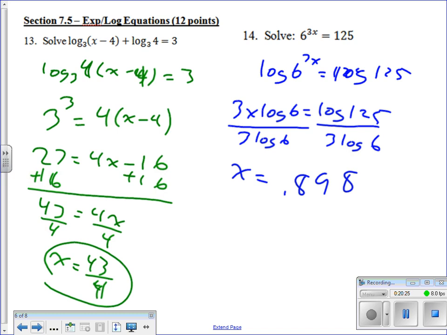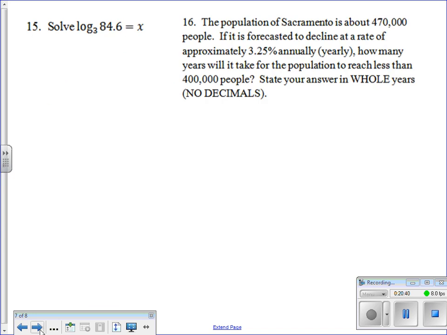No, you have to take the logarithm first. Take the log of 125. Yes. Okay, next one.